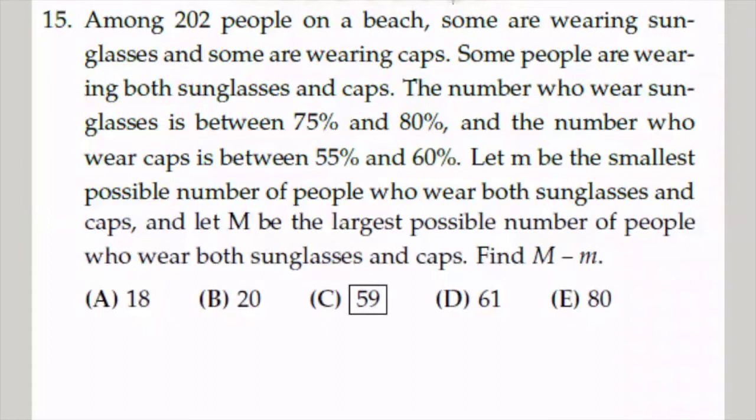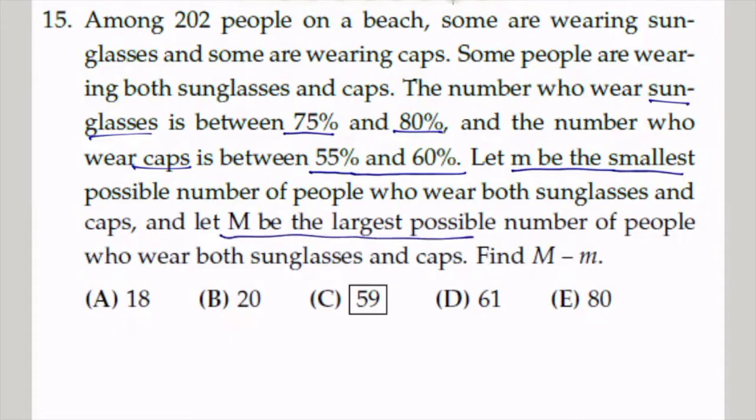If we look at sunglasses, between 70% and 80% wear sunglasses. And between 55% and 60% wear caps. Little m is the smallest possible number of both, and big M is the largest possible number of both. We want to know the difference between big M and little m.